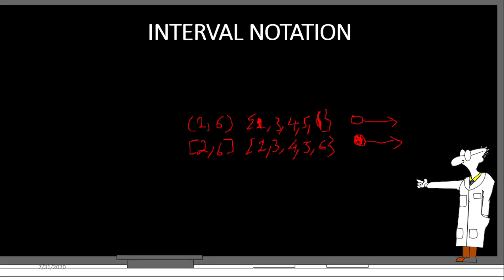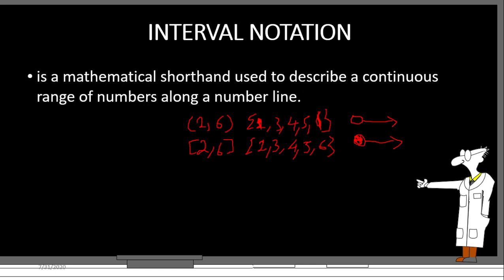So in today's lesson, what you are seeing there is set interval, or set interval notation. Just as we are seeing there, there's 2, 6, and there is 3, 4, 5. Then 2, 6, 2, 3, 4, 5, 6. We can agree these are sets, right? Set interval is the shortest way of writing. It's a mathematical shorthand used to describe a continuous range of numbers along a number line.